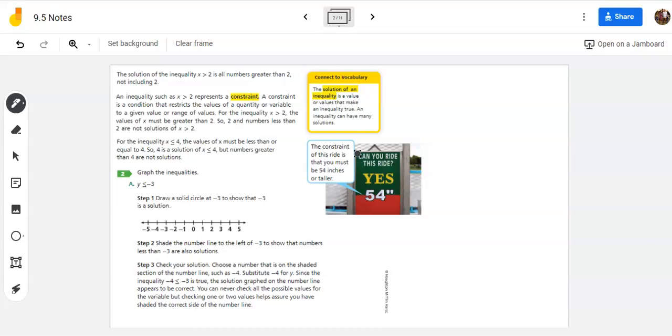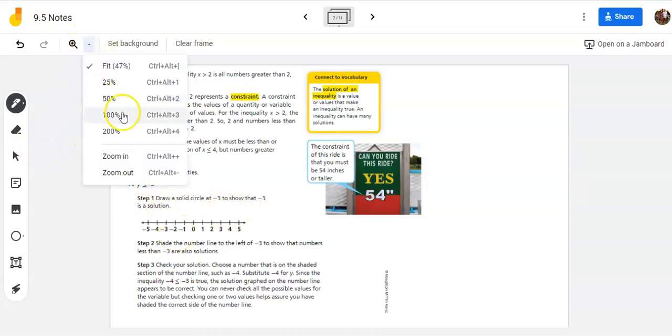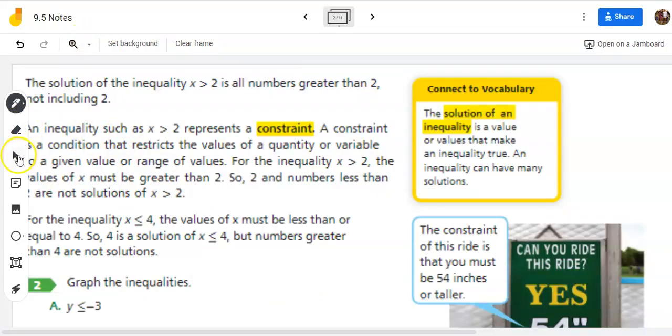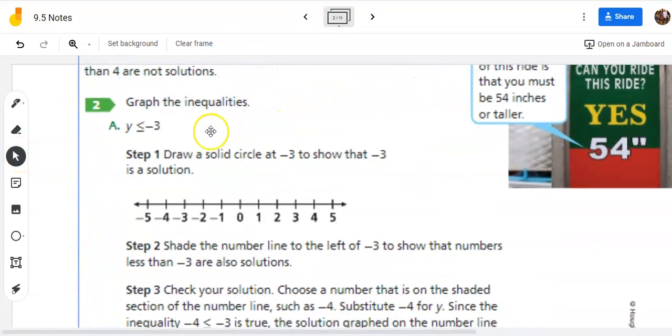Number 2. I know that was just a lot right there, but I'm going to be going through it in different problems, so don't worry about all of that. Number 2, graph the inequalities. So, before step 1, I guess I should read it to you. y is right here. I'm zooming in so we can see it a little better. y is less than or equal to negative 3. So we're going to draw a solid circle at negative 3. Hopefully your circle looks prettier than mine.